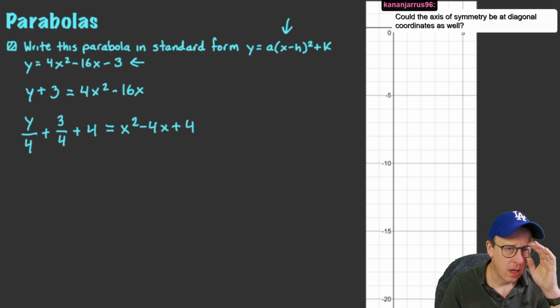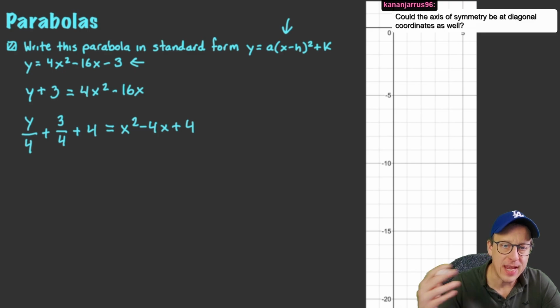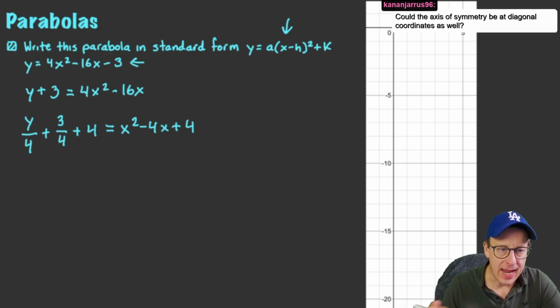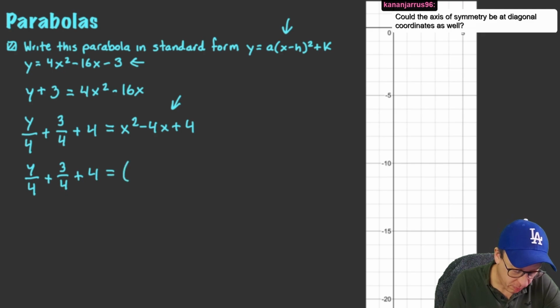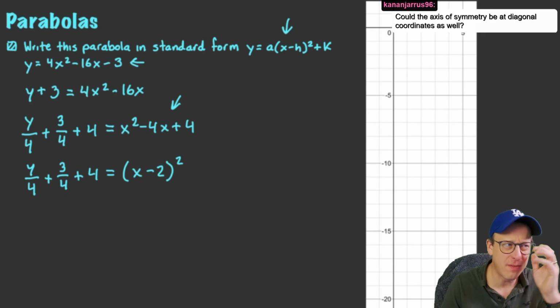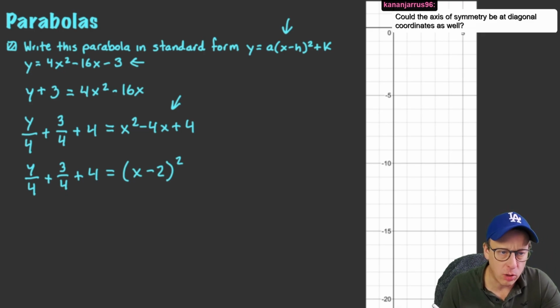Exactly like that. Then we'll be able to create a trinomial by taking 1/2 the x coefficient, squaring it, and adding this to both sides. We also need to complete the square on this side, so this is going to remain y over 4 plus 3 over 4 plus 4. If we complete the square, this ends up being equal to x minus 2 squared. I cover more about completing the square in the algebra video.